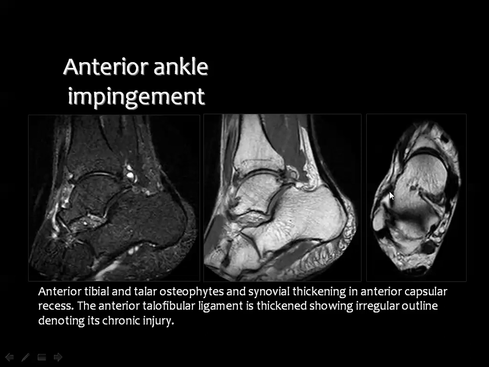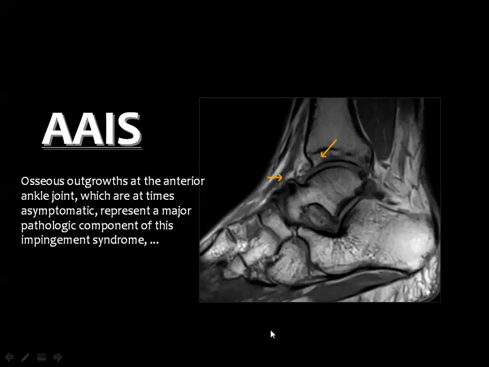Also, you can see that the anterior talofibular ligament is considerably thickened, maintaining its normal signal, denoting chronic strain or chronic injury. And here, anterior ankle impingement is usually diagnosed by the presence of a small bony process in the anteroinferior aspect of the tibia and also a bony process in the superior aspect of the talus, together with the soft tissue edema and the capsular thickening of the area in between.